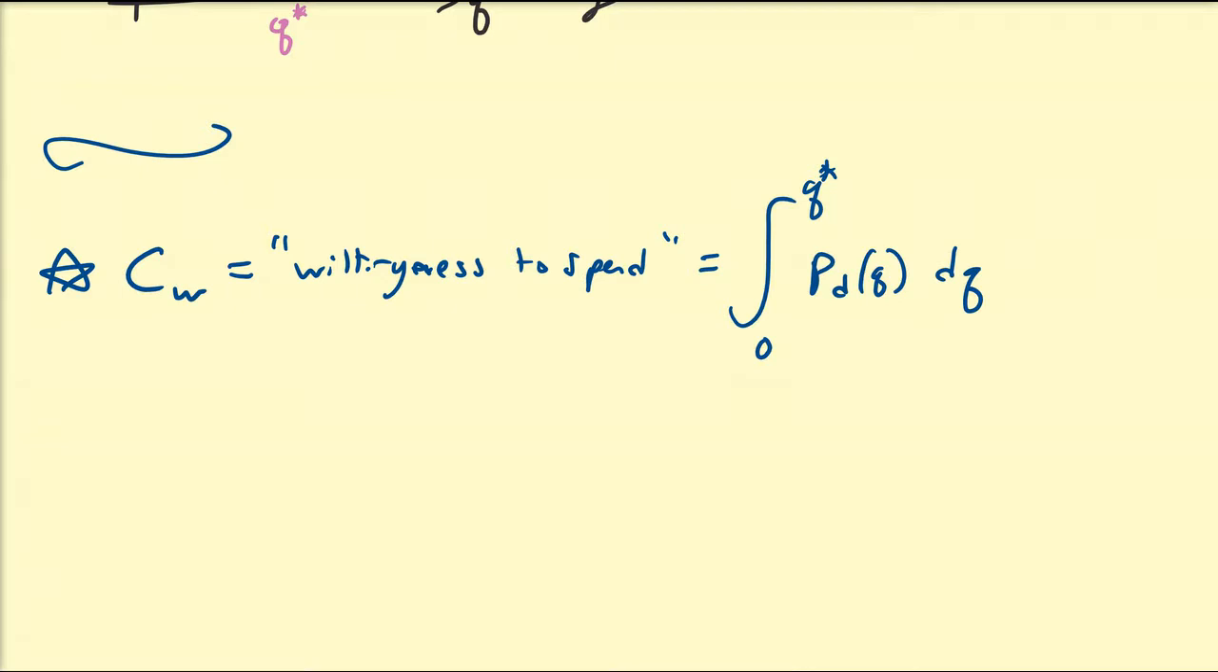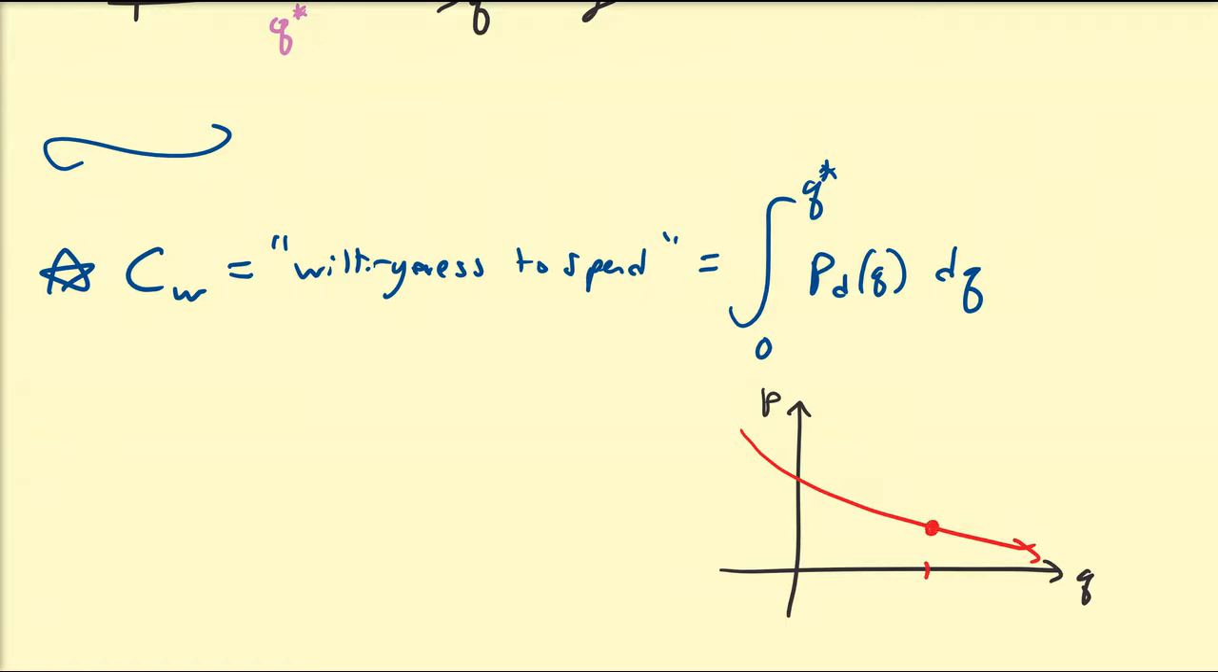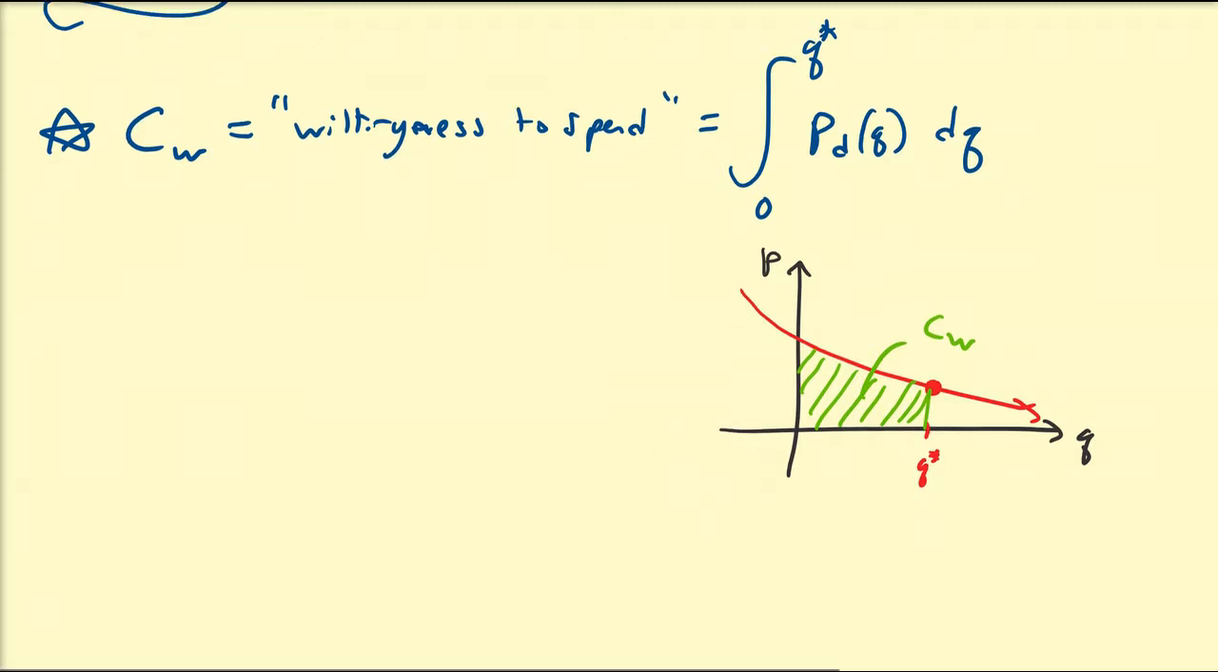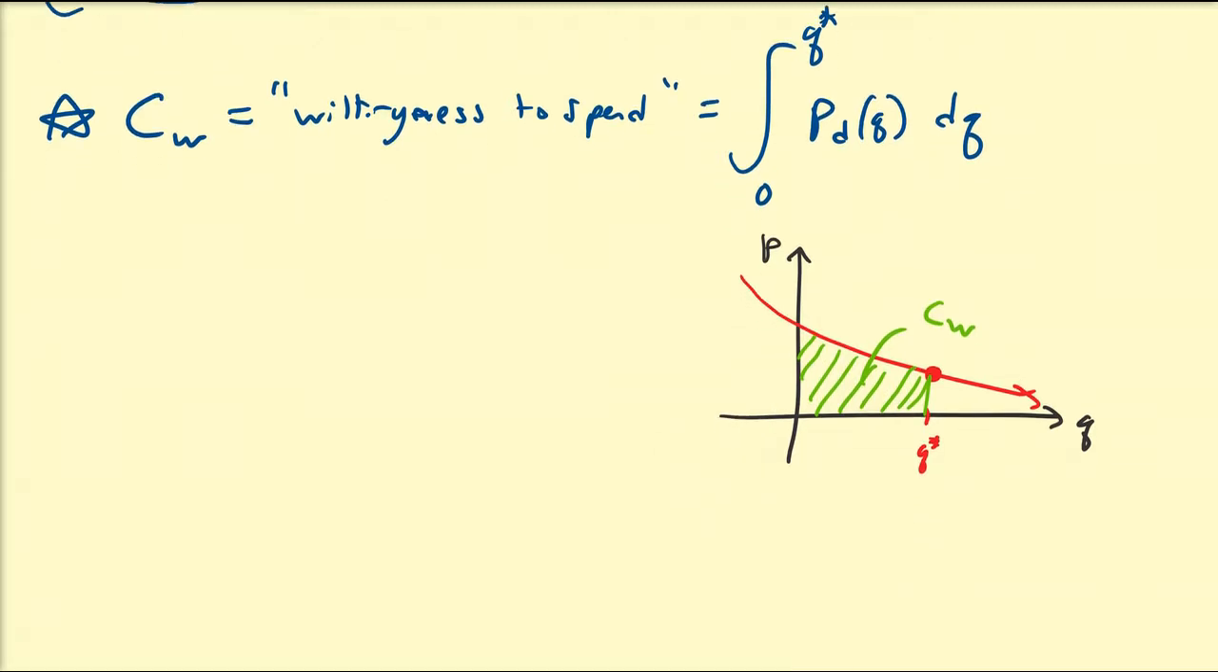If we look at our distributions, this is Q and this is P, and our demand curve is the decreasing curve. So the integral from 0 to Q star, let's assume that our equilibrium point is here. Then CW, the willingness to spend, is going to be this region here. So this is going to be CW. In terms of the business side of things, we want CW to be as high as possible.